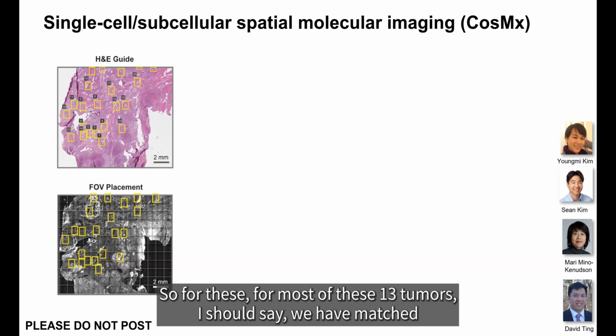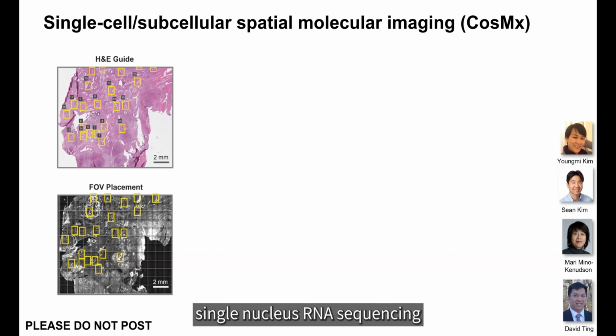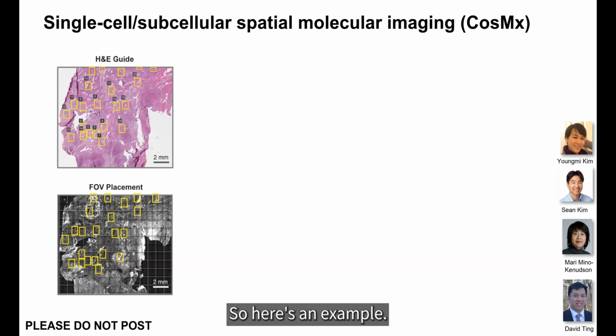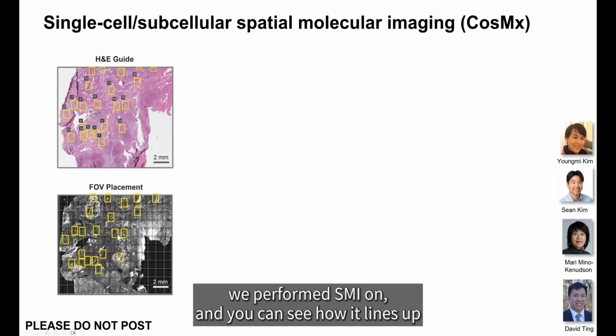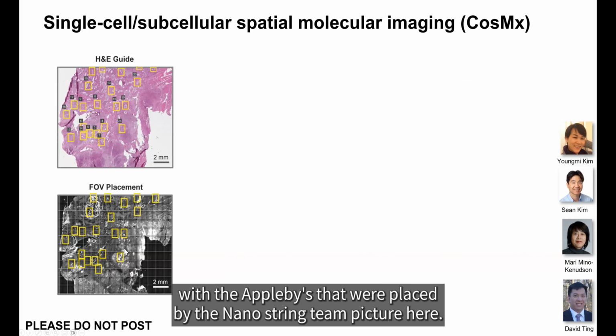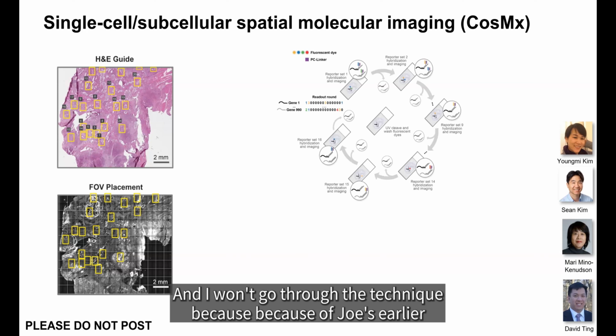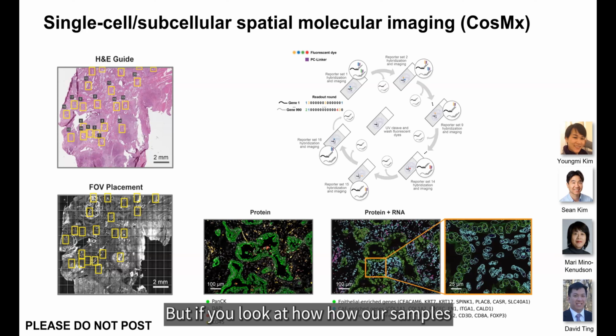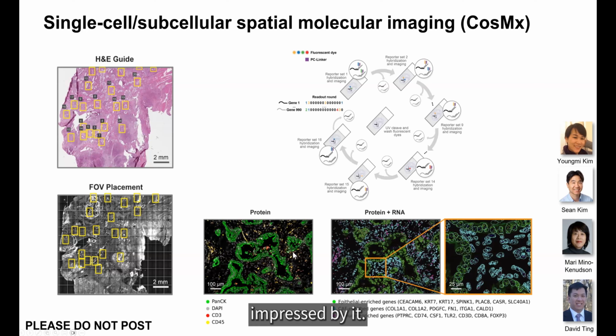For most of these 13 tumors, I should say, we have matched single nucleus RNA sequencing data, digital spatial profiling, as well as spatial molecular imaging. So here's an example H&E slide that we performed SMI on, and you can see how it lines up with the FOVs that were placed by the NanoString team pictured here. I won't go through the technique because of Joe's earlier talk, as well as other talks where you've probably heard how SMI works. But if you look at how our samples performed, we were very pleasantly impressed by it.